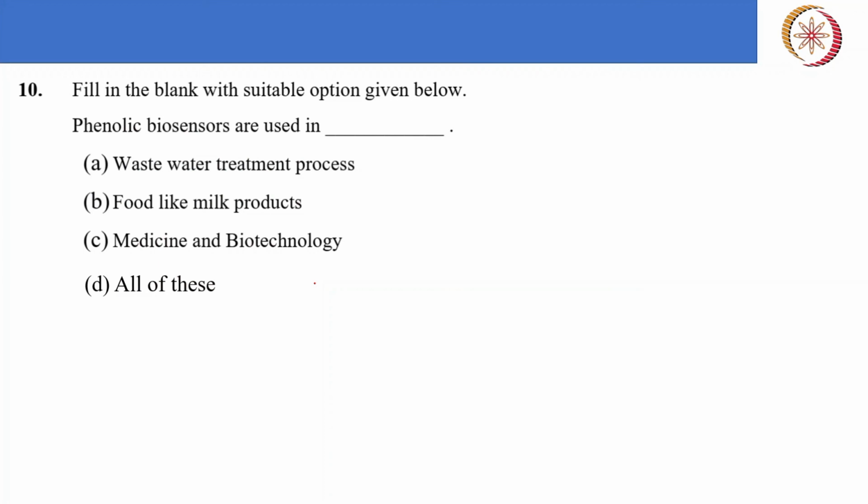So the next question is, fill in the blank with a suitable option given below. Phenolic biosensors are used in wastewater treatment processes, food like milk products, and medicine and biotechnology. And D option is all of these. So what is the answer?